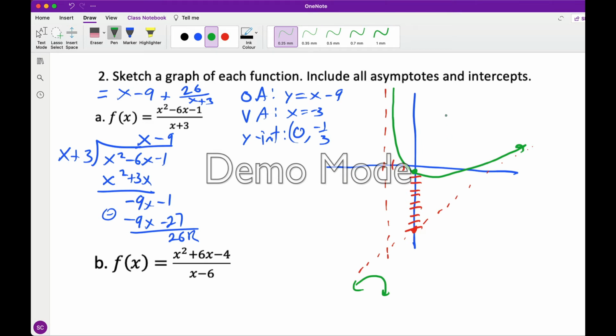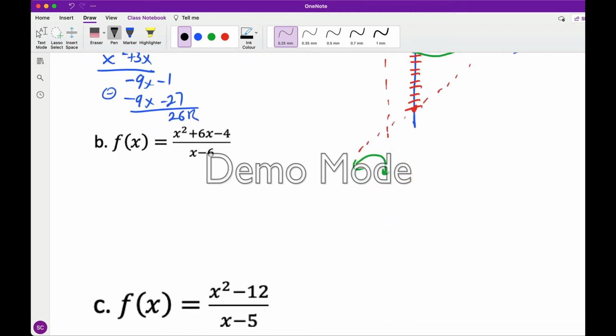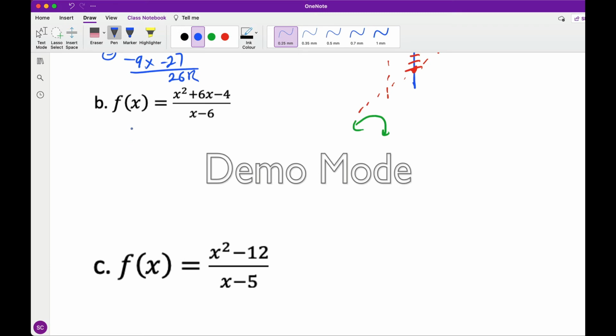Okay. It says to label everything, so I should probably do that. Y equals x minus 9. That is 0, negative 1/3. And this is x equals negative 3. And if you get the x-intercepts, you should label those as well. Okay, same thing in the next one.